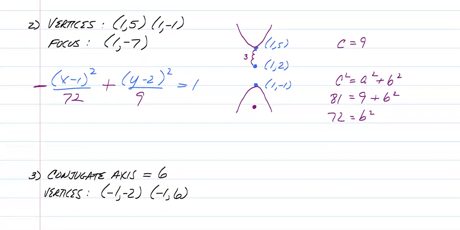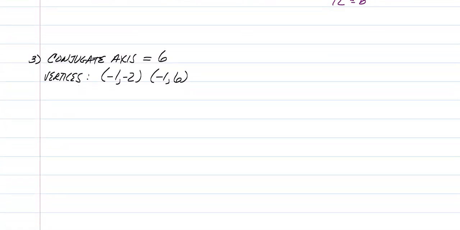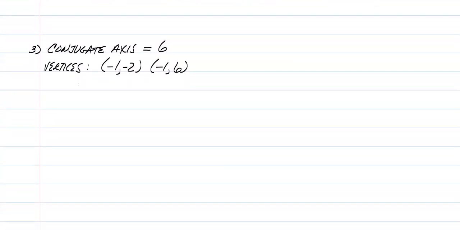The last one is a little bit easier than the previous one. If you'd like, just pause the video and give it a shot on your own. And when you're ready, click play. We'll see what you did. Okay, so it says the conjugate axis is 6, and you have vertices at negative 1, negative 2, and you have another one at negative 1, 6.